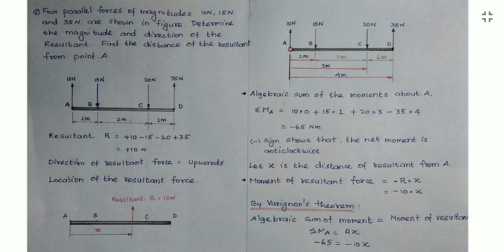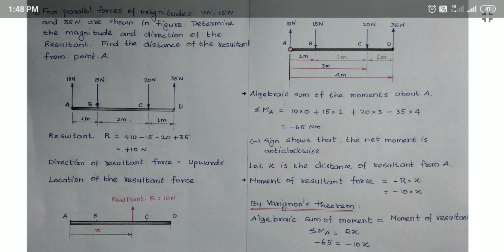This distance is from A, the distance of the 15 Newton force is 1 meter. So 15 into 1 plus 15 into 1. Then consider the 20 Newton force. This 20 Newton force is acting downwards. This will rotate in which direction? Clockwise direction, so this also plus. Thereby I put plus. Then this will rotate in which direction? Clockwise direction, I put plus. Then force value 20.